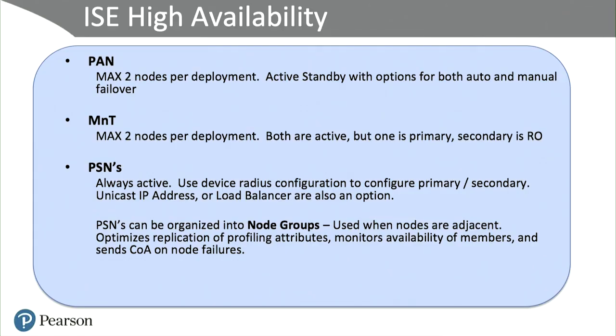We can also organize these into node groups. Node groups are basically used when policy nodes are adjacent to each other from a network perspective. It allows us to facilitate sharing certain database information between the two and optimizing replication of those specific profiling attributes so that we can use those in a failure scenario.